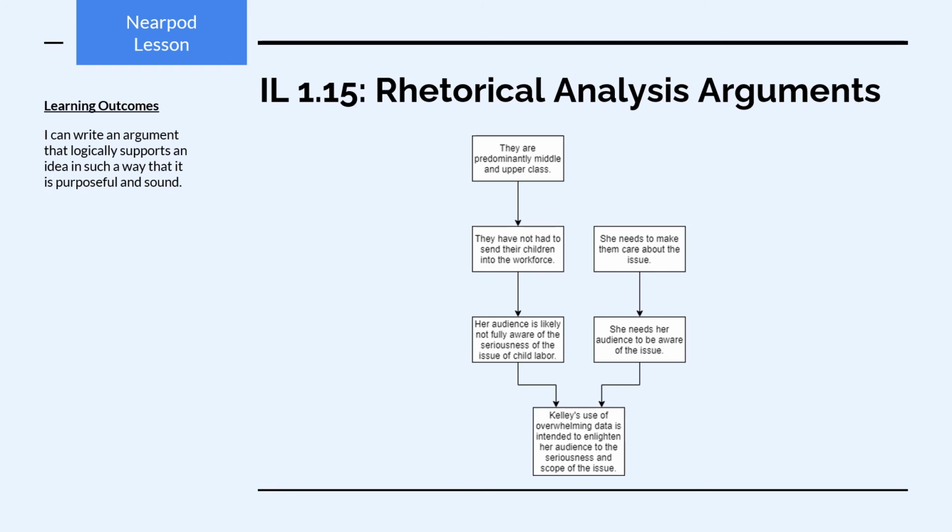And as you can see, this one kind of moves upward because there's additional reasons that support those reasons. Why does she need her audience to be aware of the issue? Well, it's because she needs to make them care about the issue. And the reasoning there being, of course, you can't care about something unless you're aware of it. Why is her audience likely not aware of the seriousness of child labor? Well, it's because they have not had to send their children into the workforce because they are predominantly middle and upper class. So I've fully mapped out the reasoning here that's going on in my analysis.